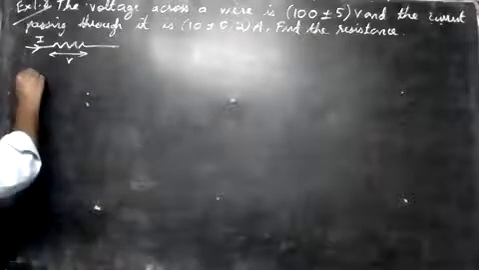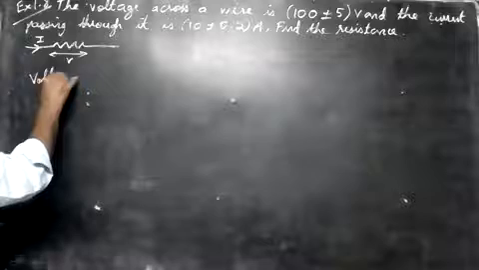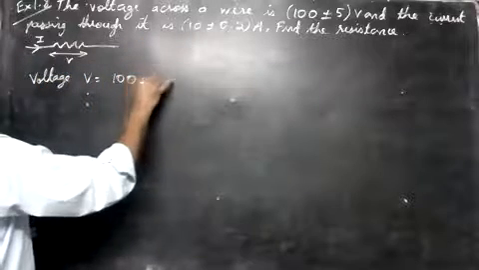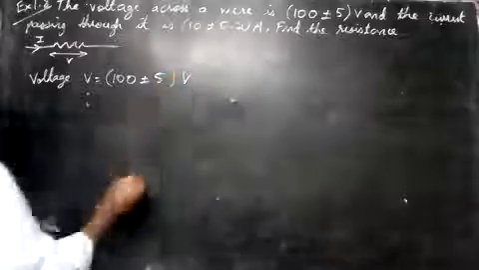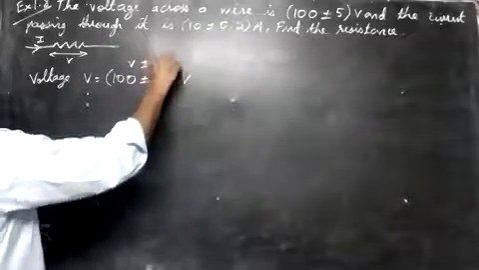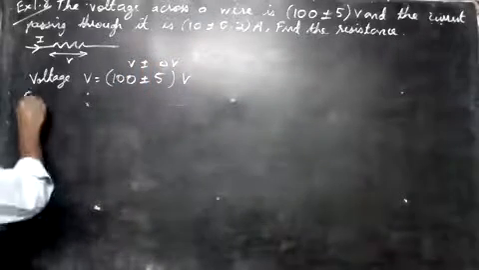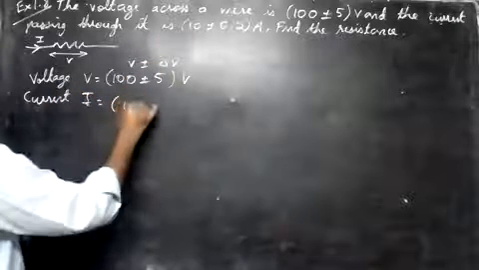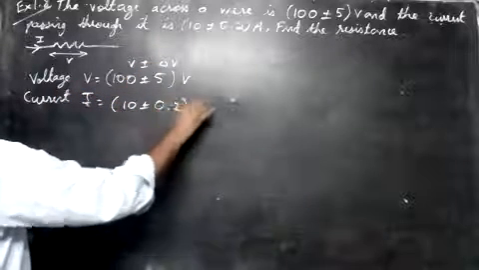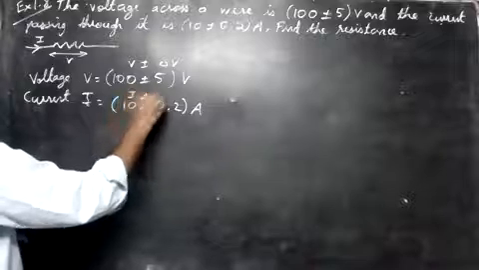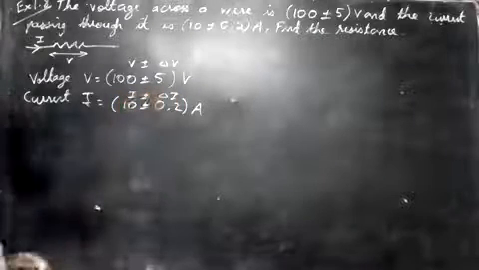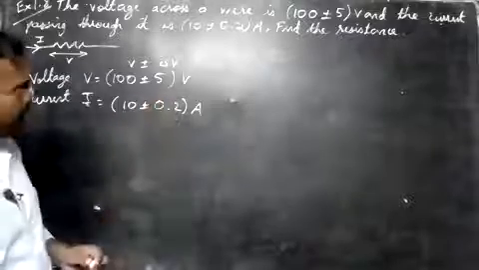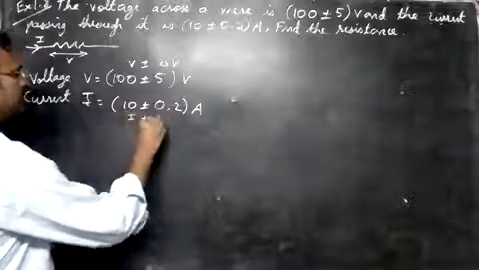Voltage V is equal to 100 plus or minus 5 volts. This is of the form V plus or minus delta V. Then the current I is equal to 10 plus or minus 0.2 amperes. This is of the form I plus or minus delta I. I'll write this down here to prevent confusion.